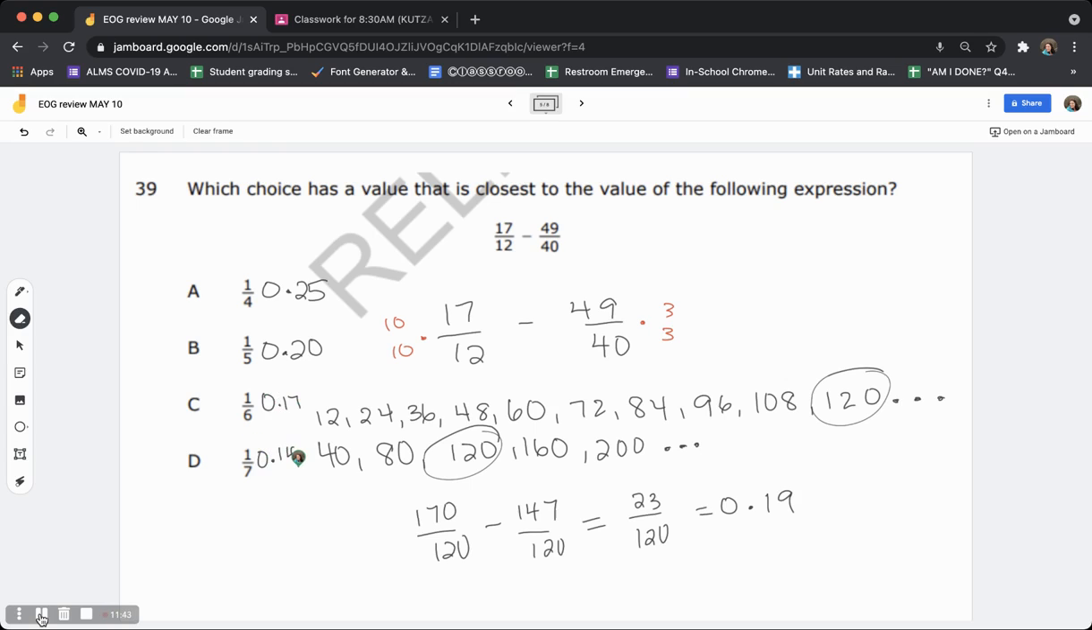And now I want to know which one is the closest to 0.19. So this would be 0.06 away. This would be 0.01 away. This one would be 0.02 away, and this one would be 0.05 away. So the one that is the closest would be B here. Also, if you just look at the back numbers, 19 is the closest to 20.